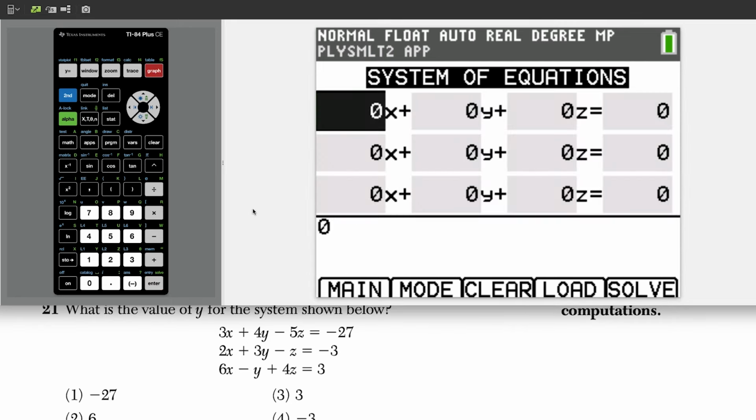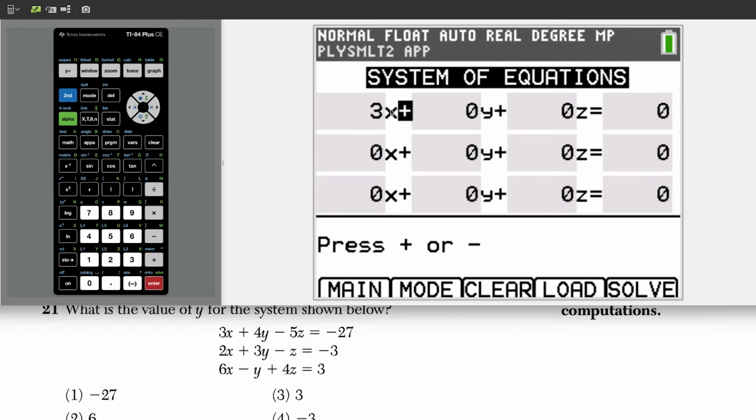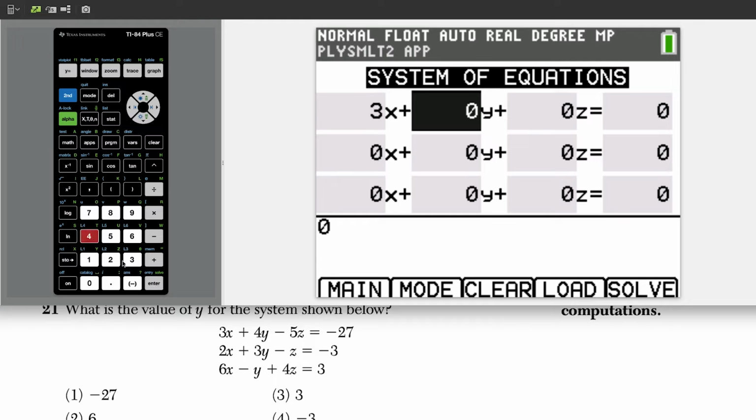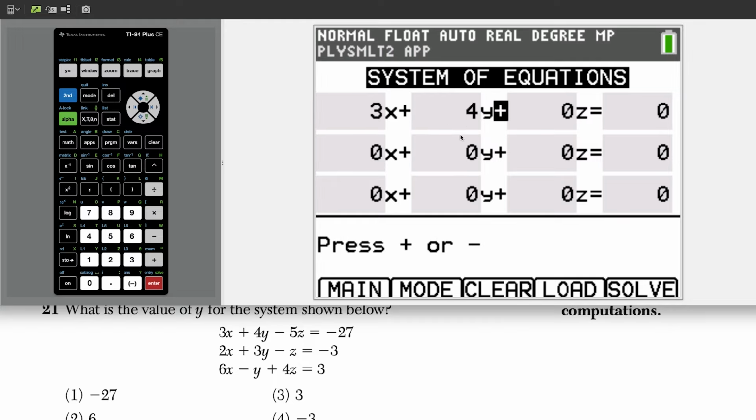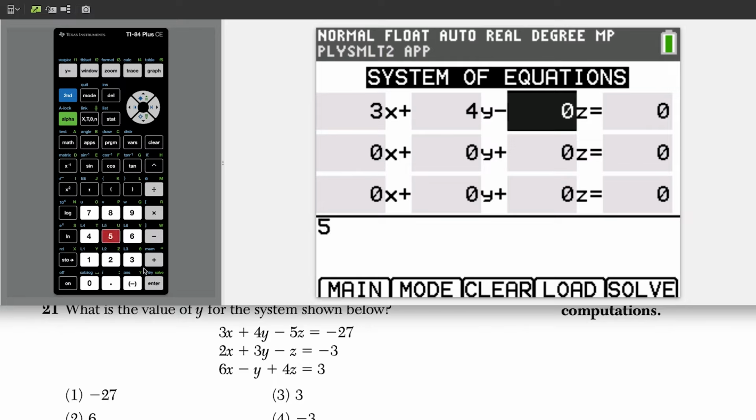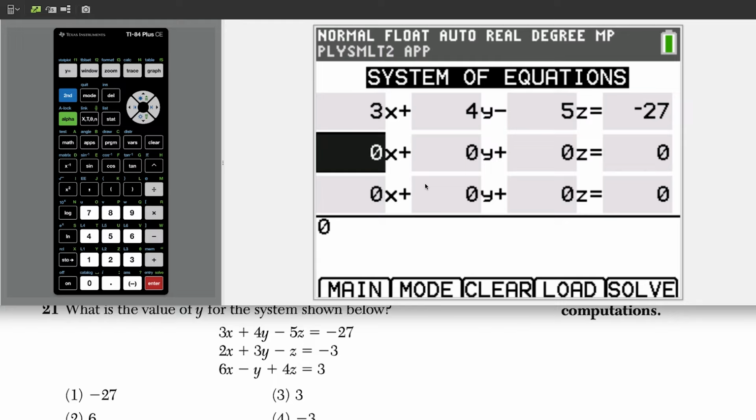And then from here, we just have to type this in. So 3x, I press 3, enter, and it makes the coefficient of x equal to 3. Then plus, I press enter, 4y. For this, I could either write subtract, or I could make my coefficient of z equal to -5. So I'm going to go minus 5z, equals -27. Just make sure when you type in negatives, you use the negative sign, and when you want to subtract, you use this one.